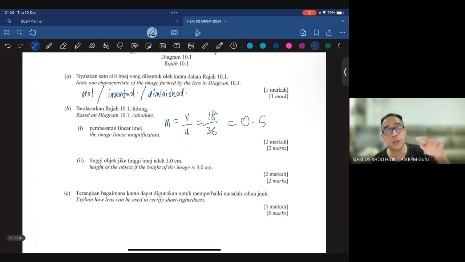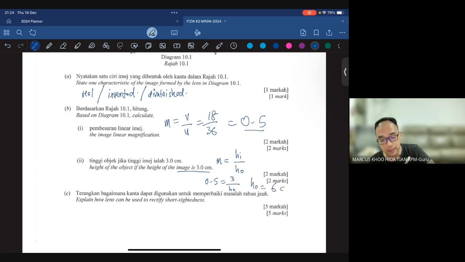The other formula, which is not given in your formula list, is that the linear magnification is also the image height over the object height. Hi over ho. Since you are given the height of the image is 3 and the linear magnification is 0.5, you can say that 0.5 equals 3 over the height of the object. You can get the height of the object equals 6.0 cm.